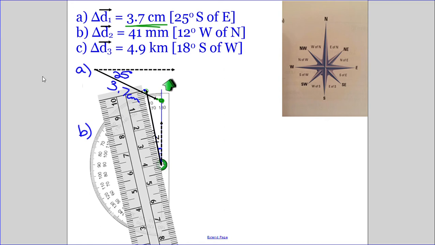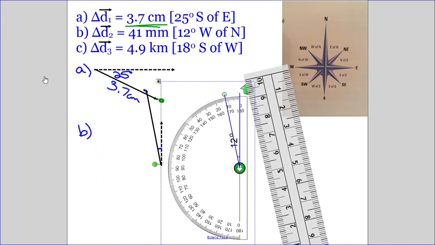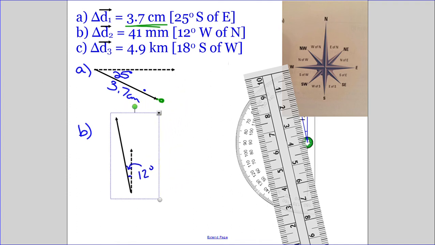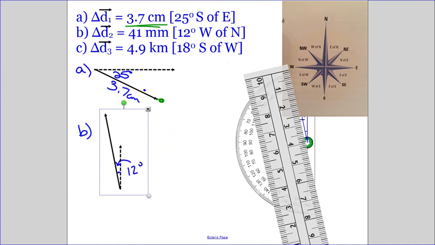Let's get a couple things out of the way just so we can take a look and see kind of what we have left over, and then we can see that my final part here, really I've got 12 degrees kind of tucked in this little spot right here. So that'll let me kind of see what this will do in terms of measuring it out and getting my 12 degrees west of north.